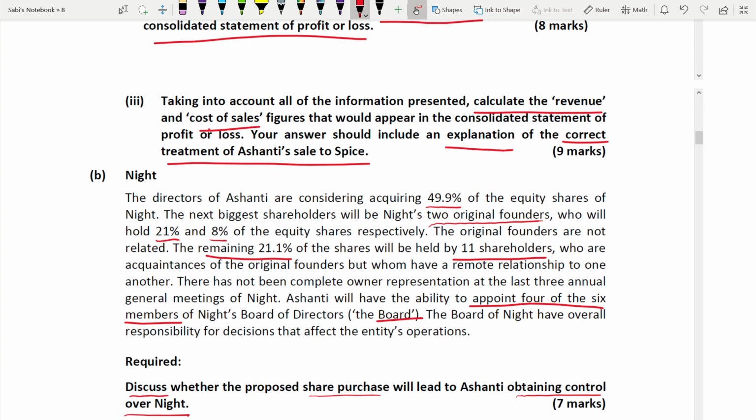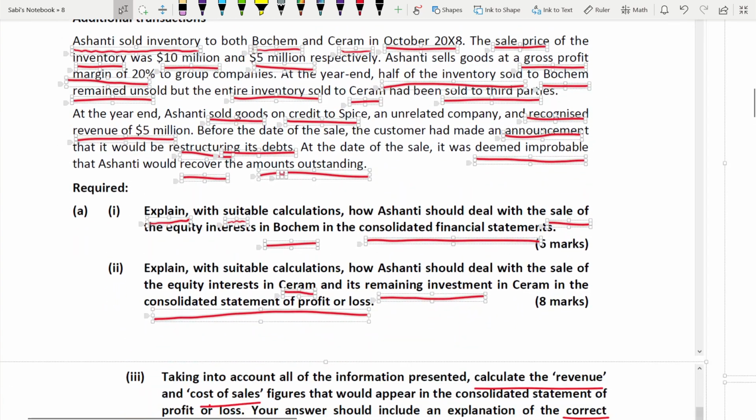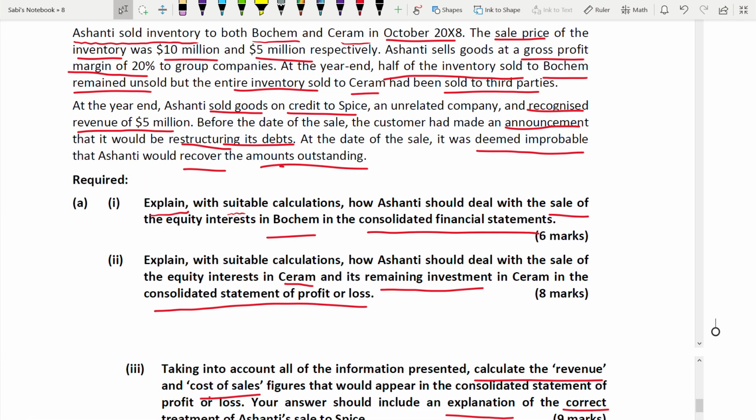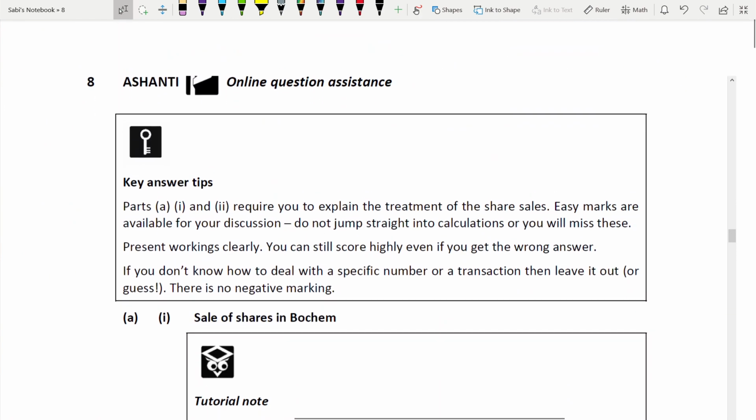The board of directors has overall responsibility for the entity's operations. Okay, so the board has the overall responsibility for decisions that affect the entity's operation. Okay, now, what's next? First, we'll finish with part A when we are selling the two subsidiaries and also calculate revenue and cost of sales, and then we'll go to part B. Okay. So let us see how it needs to be started.